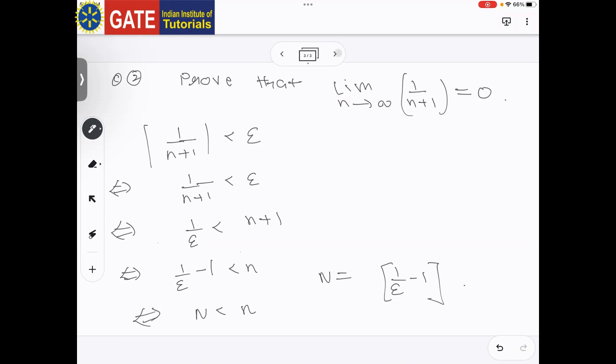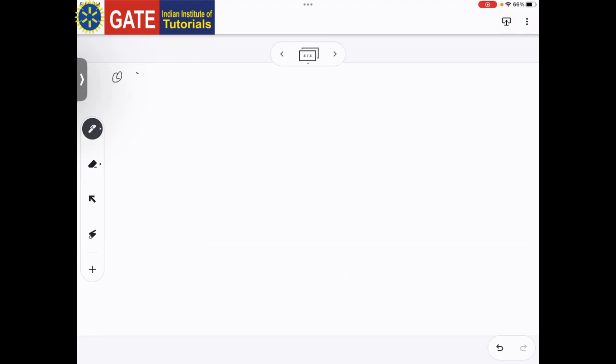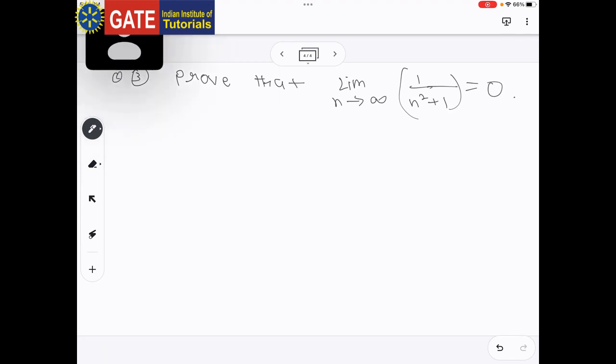Example 3. Prove that the limit as n tends to infinity of 1 by n square plus 1 is equal to 0. So try this one.